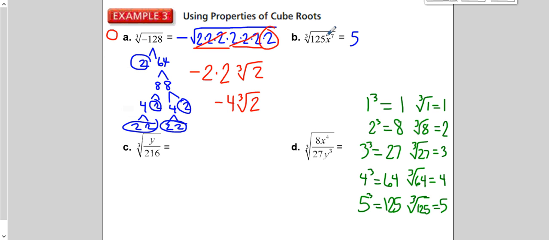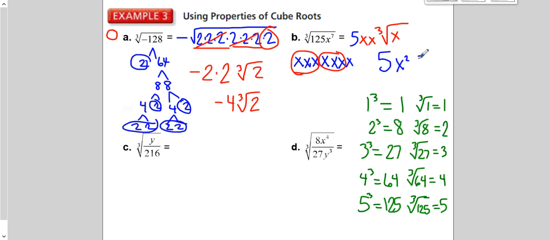Okay, and then a cube root of x to the 7th. X to the 7th. 1, 2, 3, 4, 5, 6, 7. How many sets of 3 do we have? There's 1. There's another set of 3. So it's another x that pops out, and this one has to stay inside the radical. So our final answer, 5x times x is x squared. 5x squared times the cube root of x. There's our final answer.